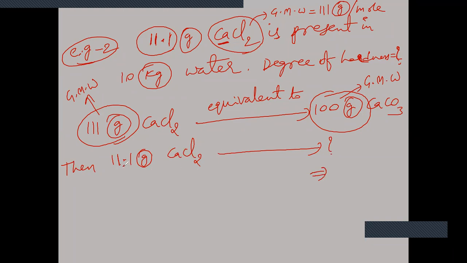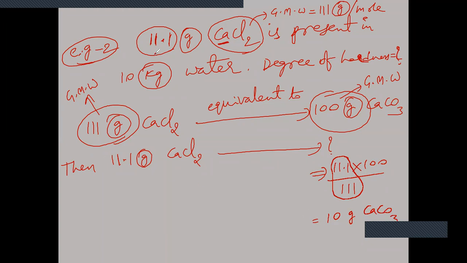Now do cross multiplication here. So 11.1 into 100 upon 111. Now this value, how much? 11.1 by 111, how much? 1 by 10, no? 1 by 10 into 100, how much? 10. So it is 10 grams of CaCO3 we have to take.